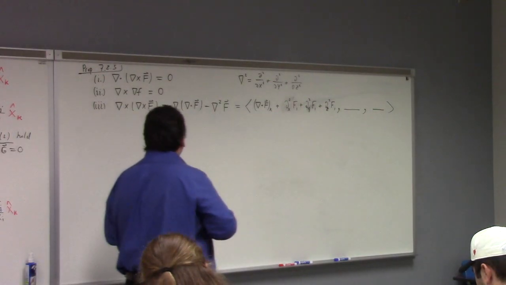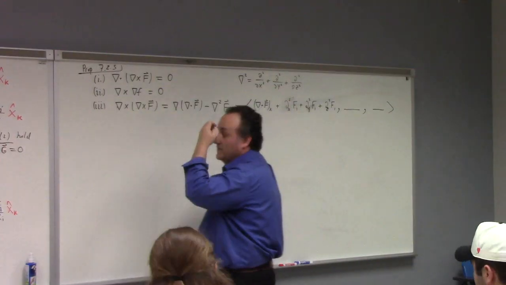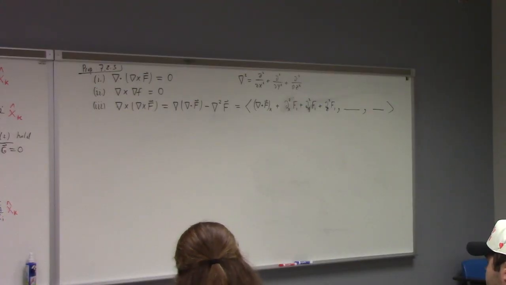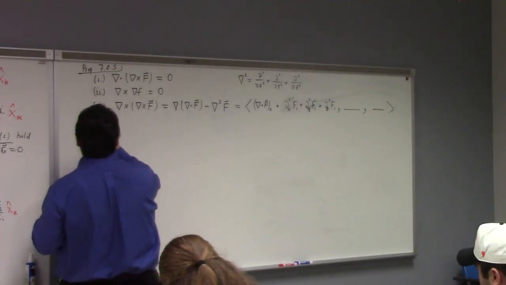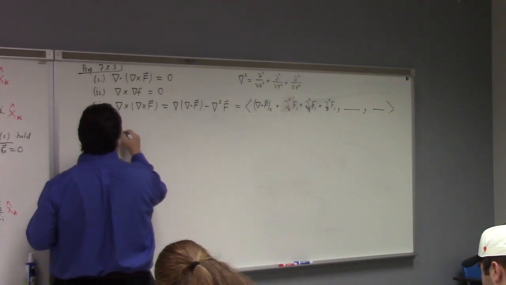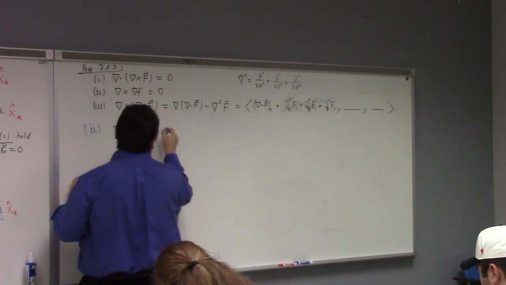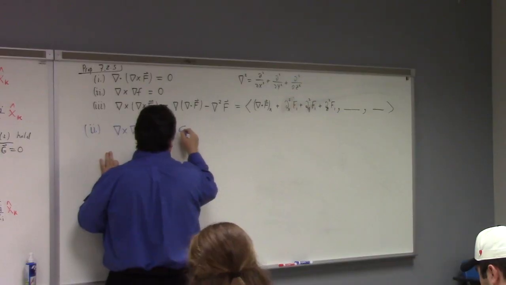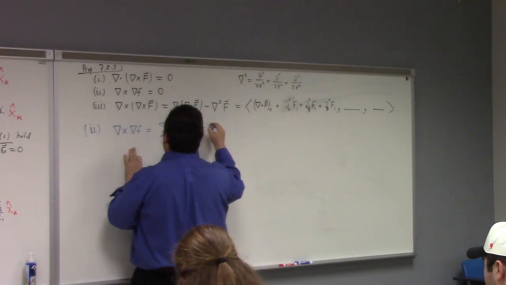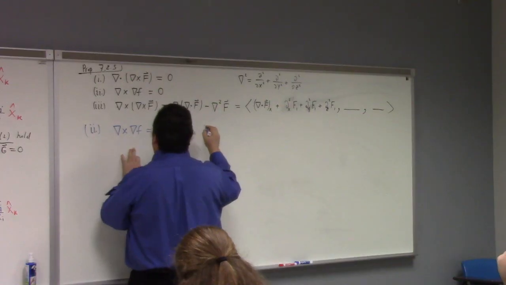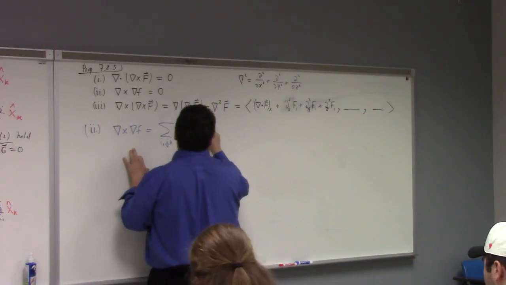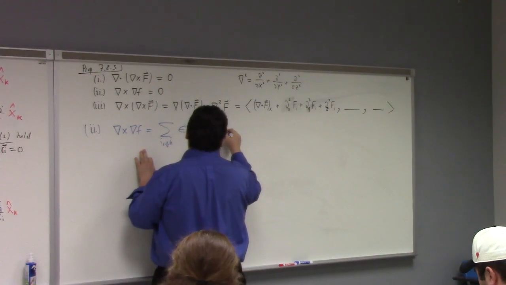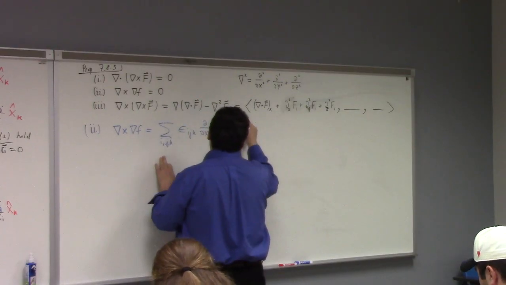Okay, so which one do you guys want to try to show is true, 1 or 2? You guys pick. We'll do one over the other. You want to do 2? All right, 2 it is. What is the curl of the gradient? So this is the sum over i, j, k of epsilon i j k, and then we do partial x_i of partial f, partial x sub j, times x hat sub k.